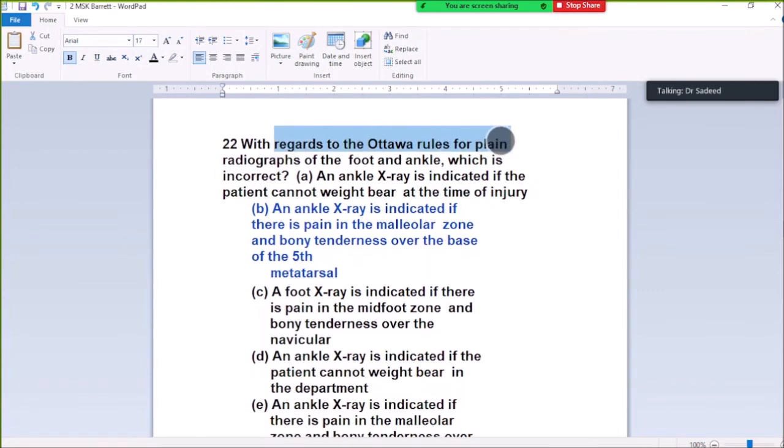22. With regard to the Ottawa rules for plain radiographs of the foot and ankle, which is incorrect? The answer is B. An ankle X-ray is indicated if there is pain in the malleolar zone and bony tenderness at the base of the fifth metatarsal. This is incorrect. All other options are correct. This you have to memorize.